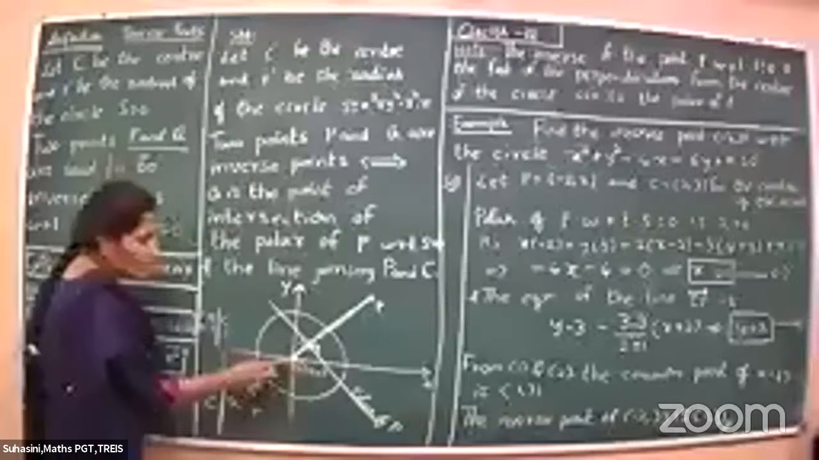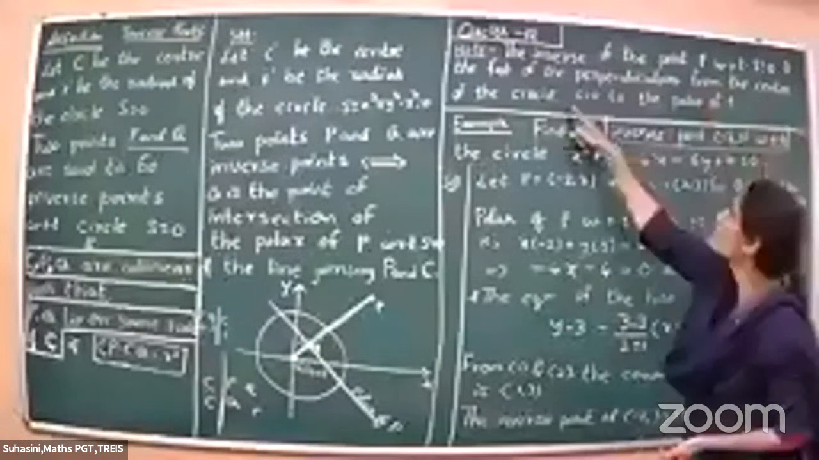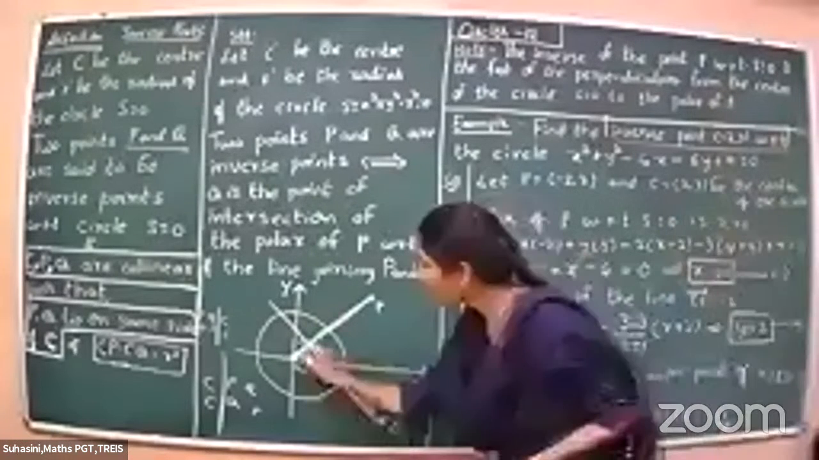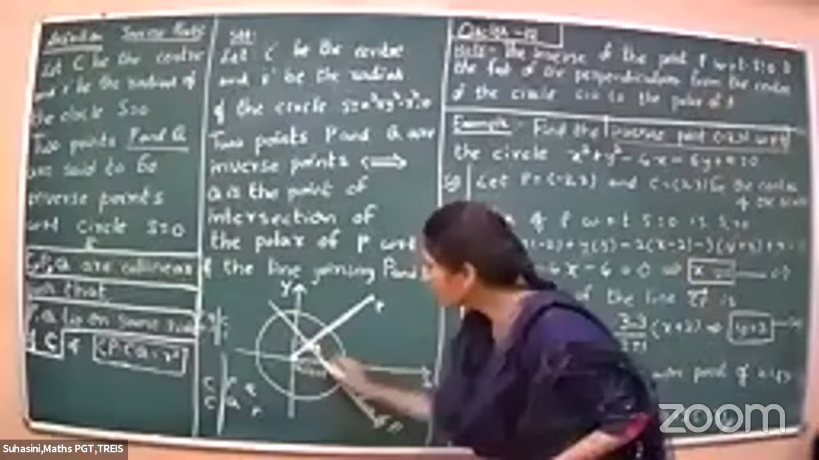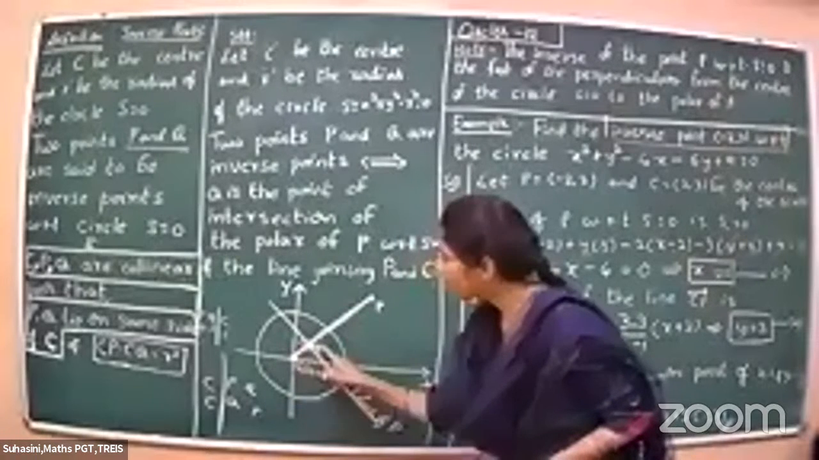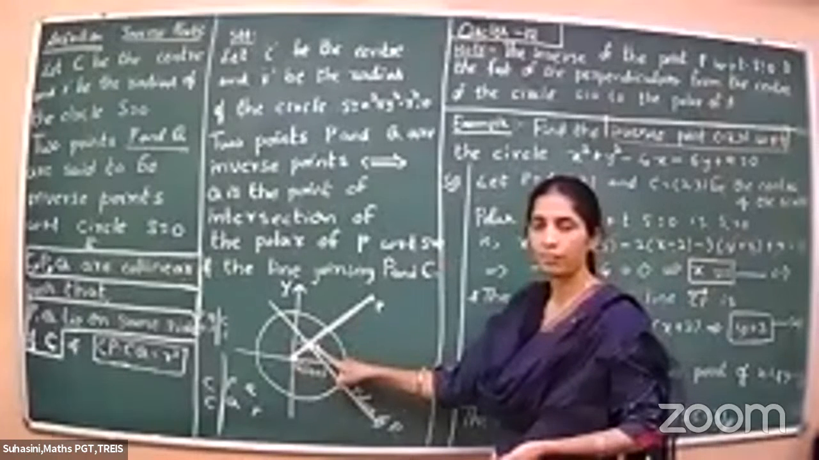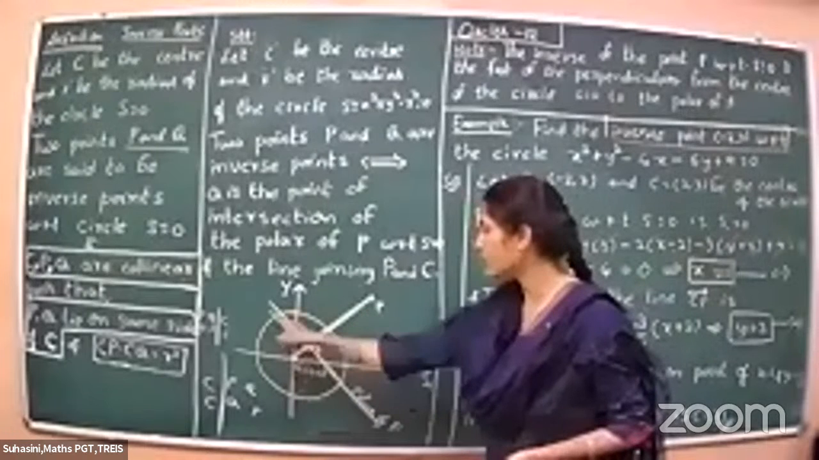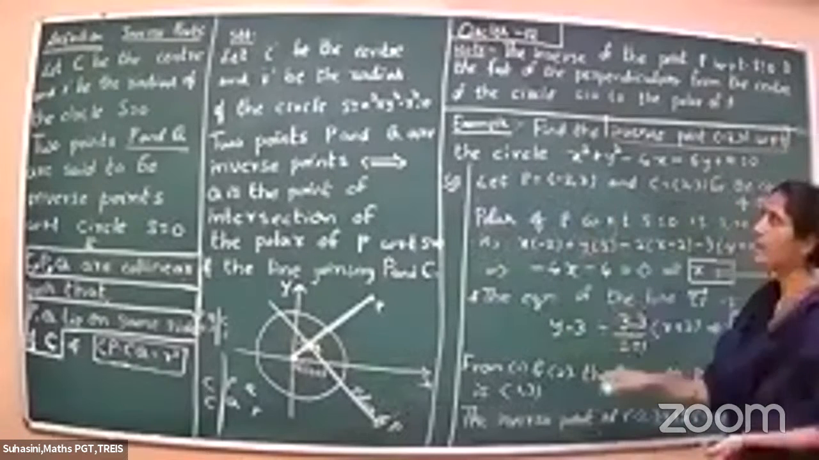The inverse of the point P with respect to S = 0 is the foot of the perpendicular from the center of the circle S = 0 to the polar of P. You can either find the foot of the perpendicular from C onto the line, or you can find the point of intersection. Either one is the same way to find Q. As you already know how to find the foot of the perpendicular, I am taking Q as the point of intersection of CP and the polar of P. So I am discussing method 1.